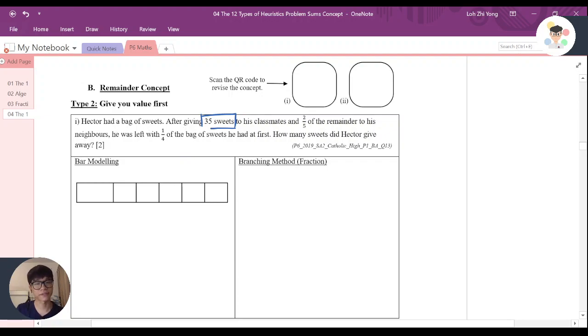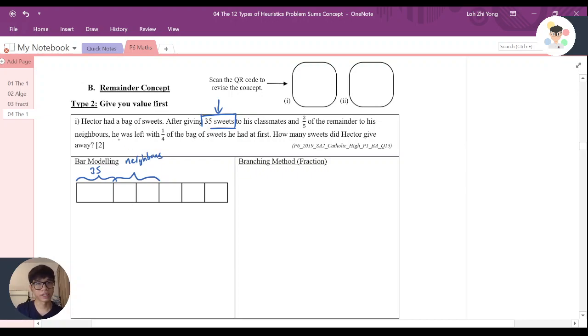Hector had a bag of sweets. After giving 35 sweets to his classmate and 2/5 of the remainder to his neighbor, he was left with 1/4 of the bag of sweets he had at first. How many sweets did Hector give away? So the first thing we need to do is draw 35 sweets. We can do a model here and just indicate 35 sweets. And here says 2/5 of the remainder. Because I know 2/5 remainder, that's why I draw 5 units here. And I know 2 units here is representing the one that he gave to the neighbors.